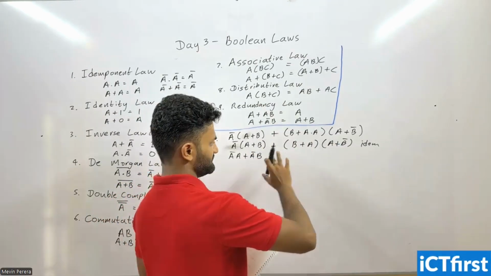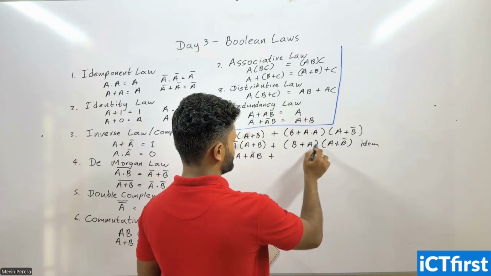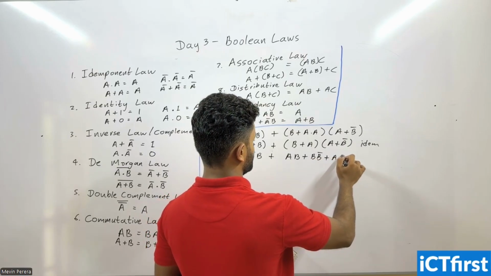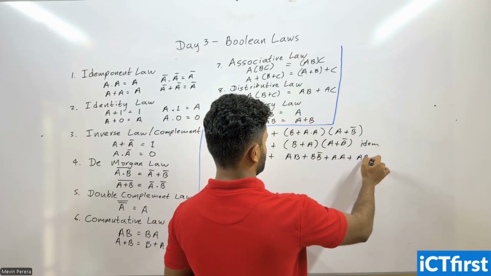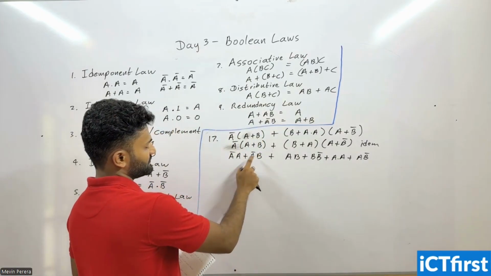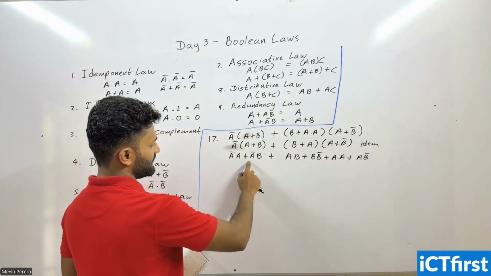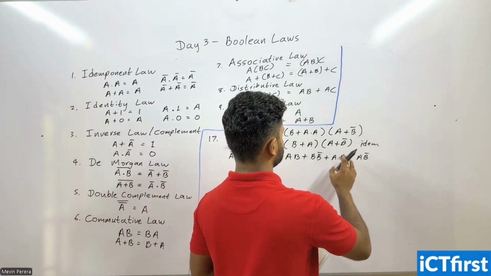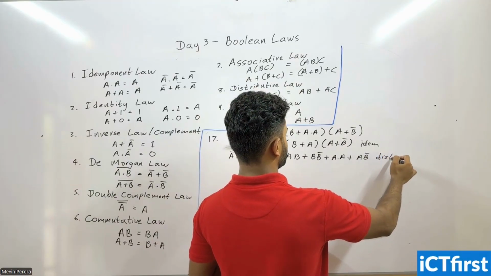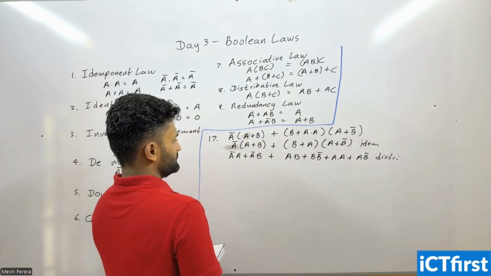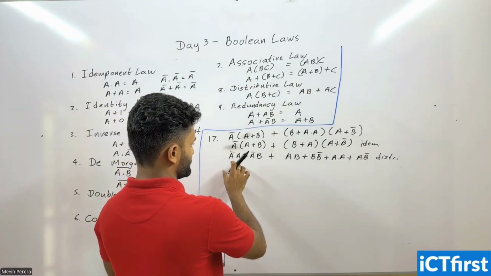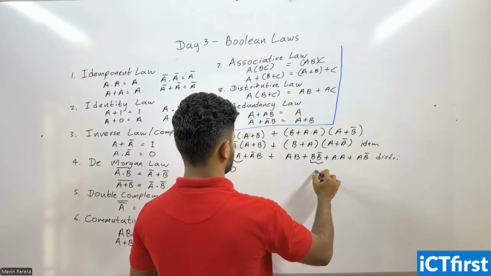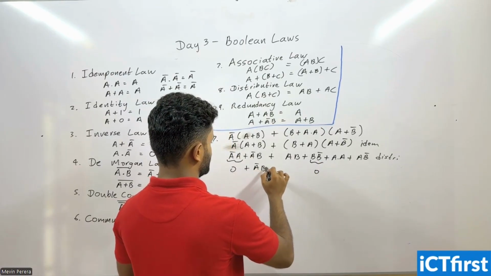In this step, it's distributive, so let's finish it. So this is AB plus BB bar plus A dot A plus AB bar. You don't have to put the dot every time. Distributive. Now I'm seeing these two, so the rest I can write.